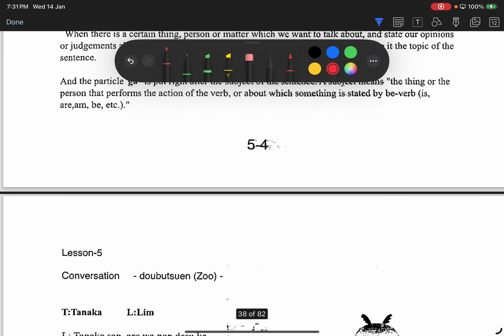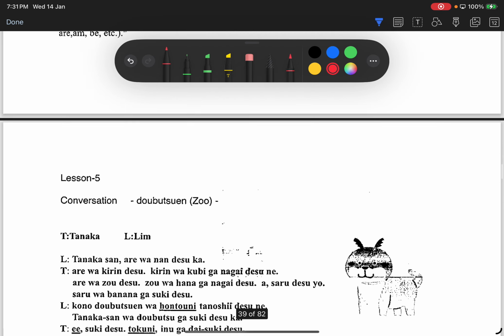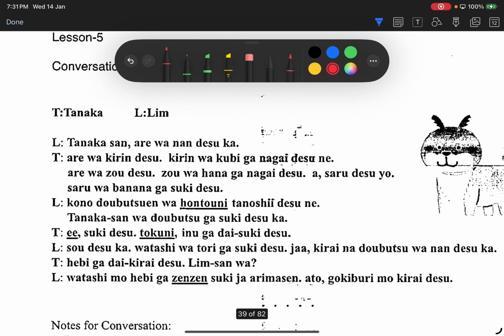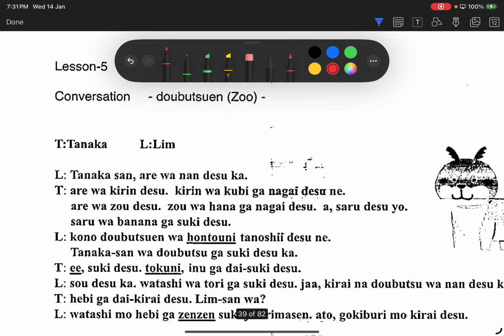Okay, then we stopped here at the conversation last week. Okay, let me go through the conversation. After we go through the conversation, then we talk about lesson 4 homework. Okay, lesson 5, I will go first.